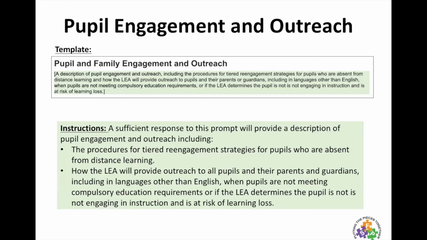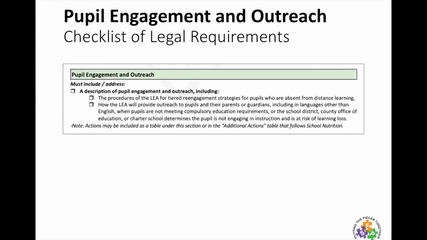The next section of the plan is pupil engagement and outreach. Again, here you see a screenshot of this section from the template, as well as a screenshot of the final instructions. And please note that like the previous section, there is not a table for actions and expenditures following this section. Next slide, please.